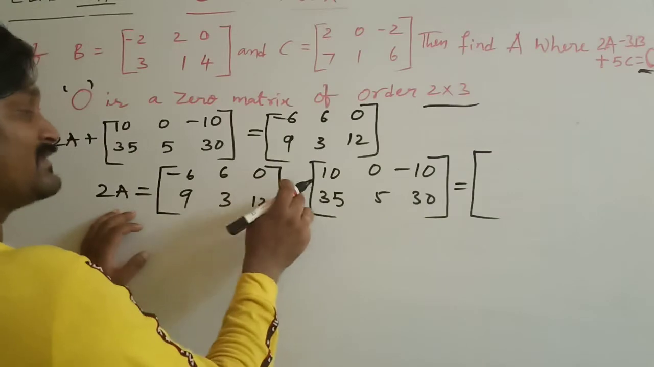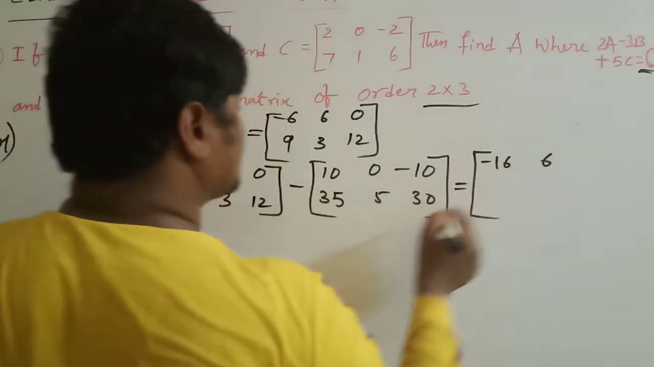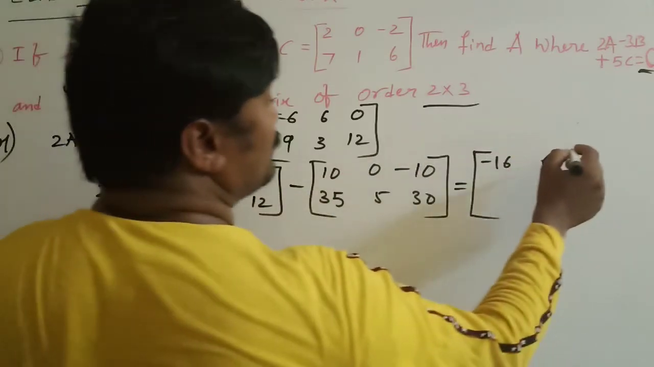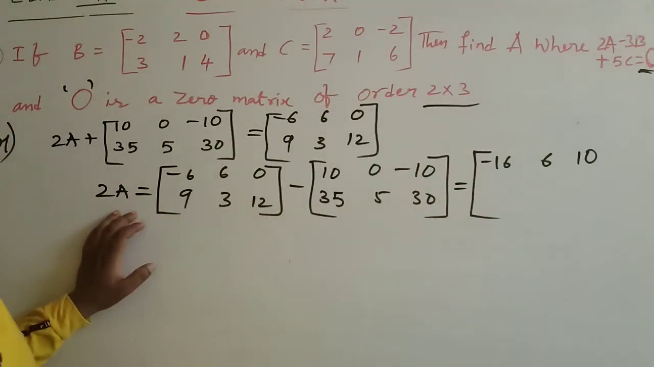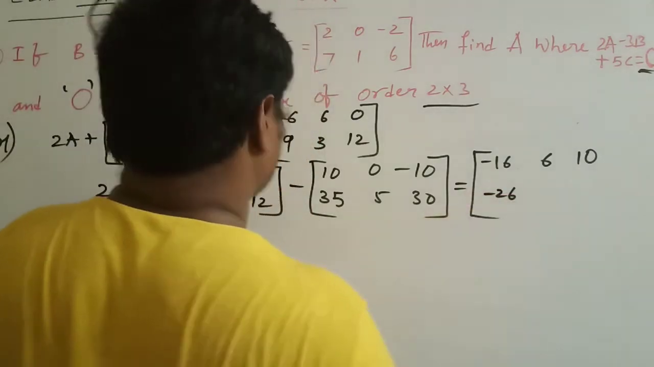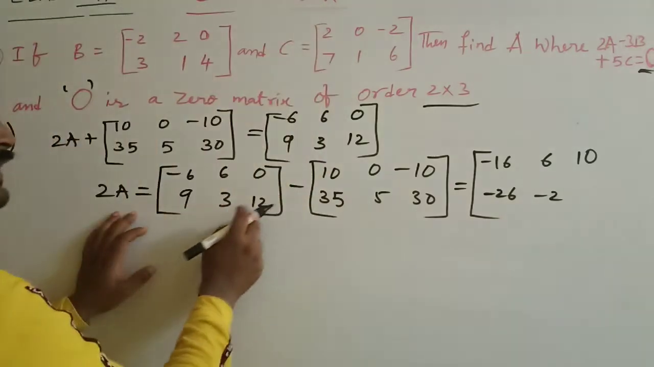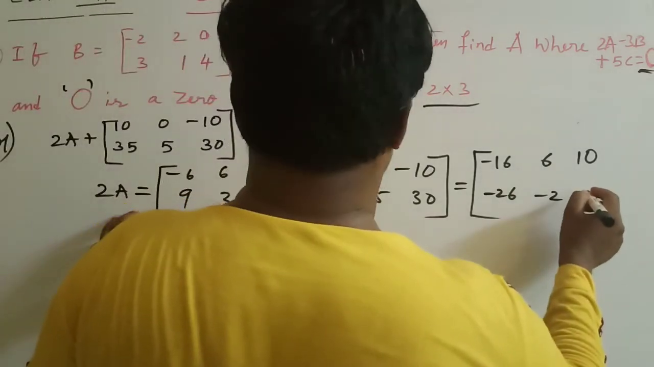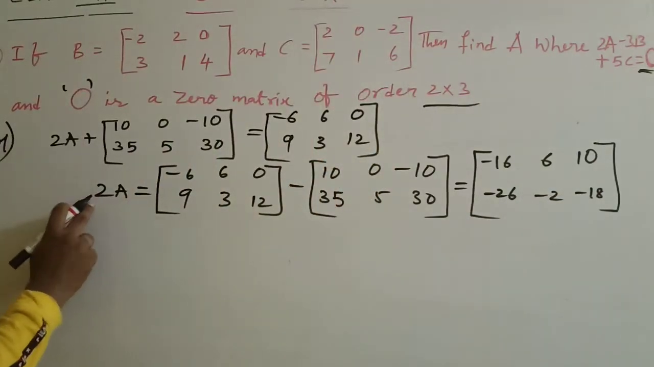Now here minus 6 minus 10, you get minus 16. 6 minus 0 is 6. 0 minus of minus 10, minus into minus, what will happen? Plus 10, so 0 plus 10 is nothing but 10. And then 9 minus 35 is minus 26. After that, 3 minus 5 is nothing but minus 2. And then 12 minus 30, you get 18, so we write that as minus 18. Now here 2 is multiplying, so it goes to that side as division.